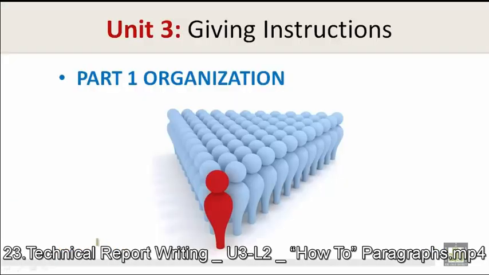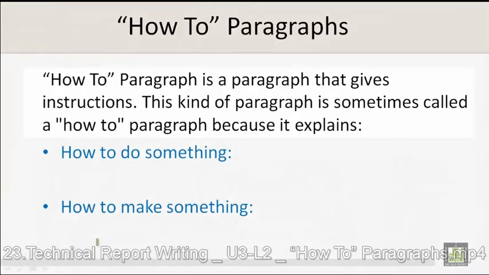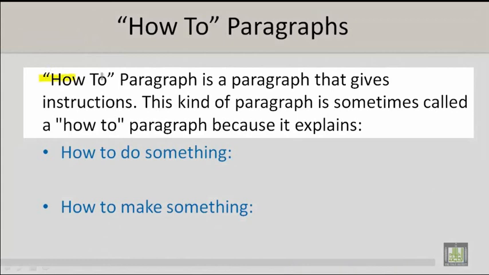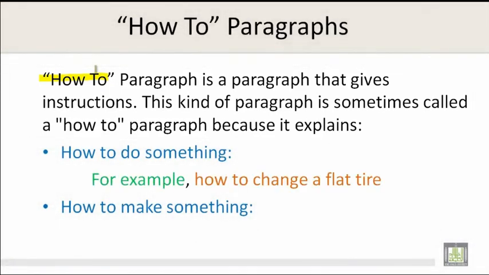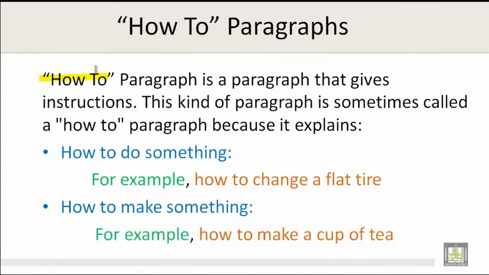Part 1. Organization. How-to paragraphs. A how-to paragraph is a paragraph that gives instructions. This kind of paragraph is sometimes called a how-to paragraph because it explains how to do something. For example, how to change a flat tire, or how to make something, for example, how to make a cup of tea.